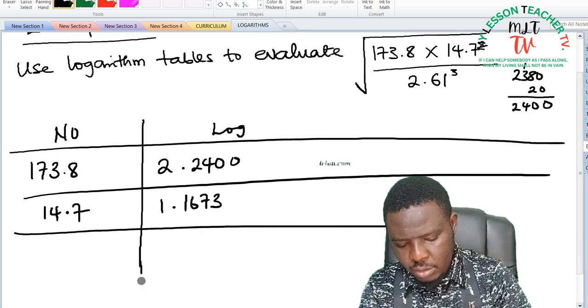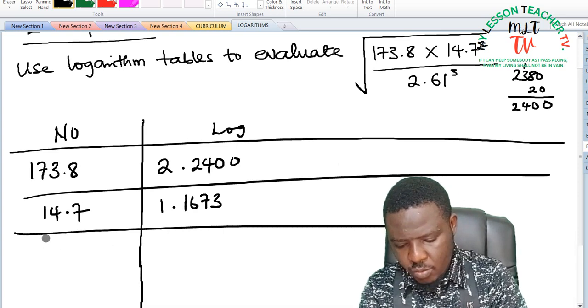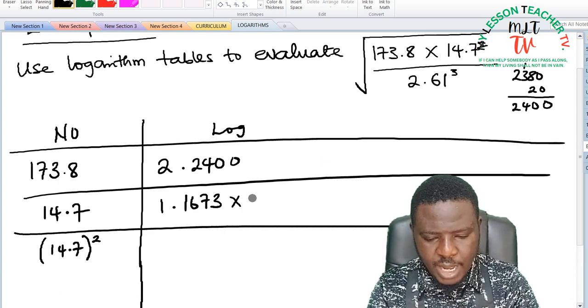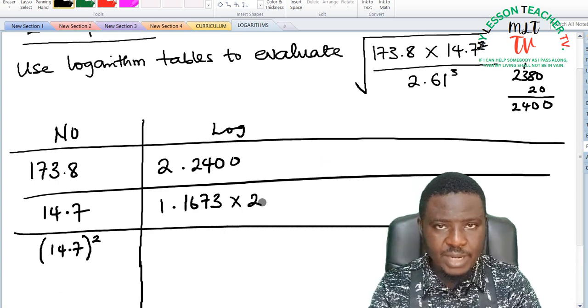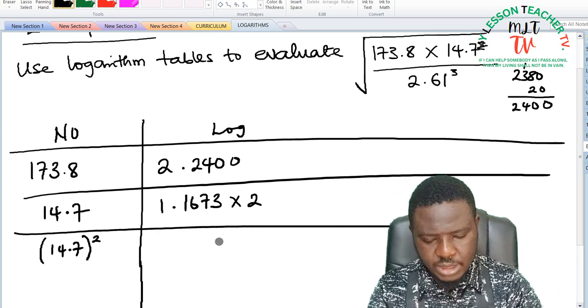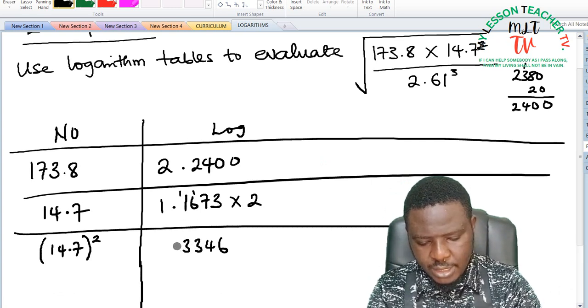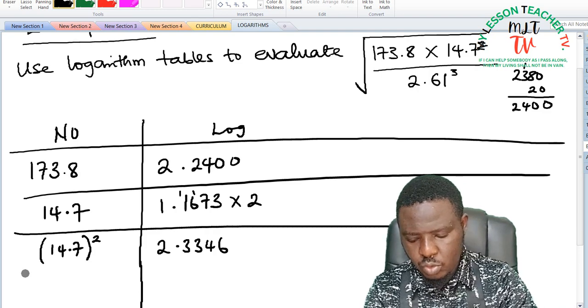14.7. So under number, we have 14.7 squared. And 14.7 squared is to multiply its equivalent in log by 2. This is going to be 6, 14, carry 1. 12 plus 1, 13, carry 1. 2 plus 1 is 3. 2.